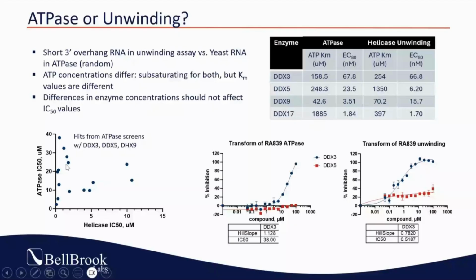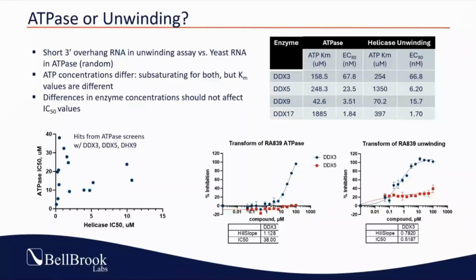And if you look at this compound in here, which takes that to the extreme, the IC50 in the Helicase assay was sub-micromolar, 0.5 micromolar. So that's a pretty good hit. Whereas in the ATPase assay, it's 38 micromolar. How do you explain that? They're both measuring the catalytic activity of the enzyme, but you're getting very different IC50s.